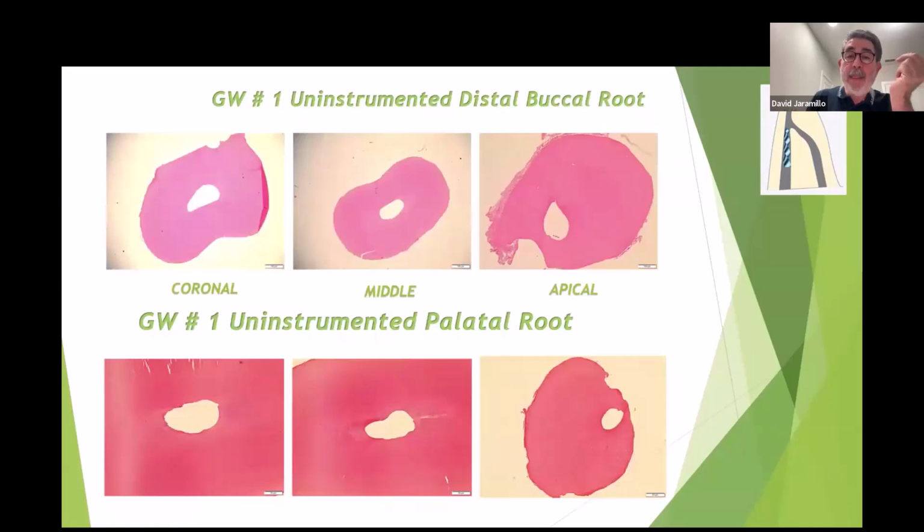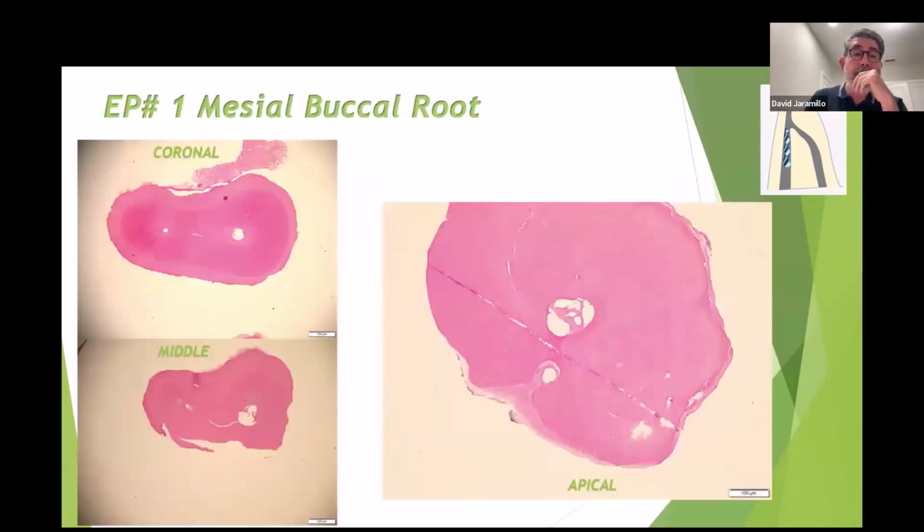This is the uninstrumented distal buccal root canal, I'm sorry, clean, and the palatal canal. We didn't instrument those canals, okay? We just hooked the GentleWave to the tooth, and it did its work without instrumenting these canals.